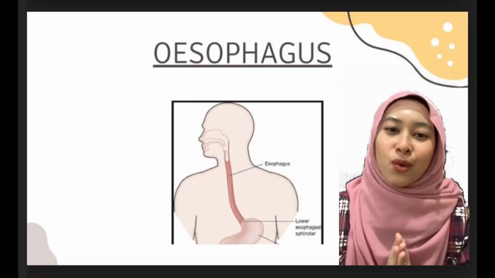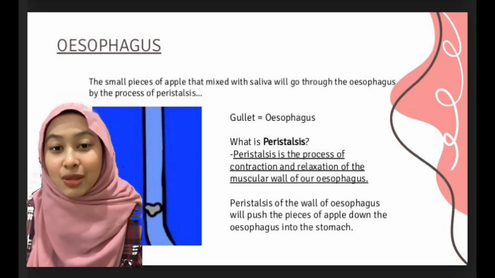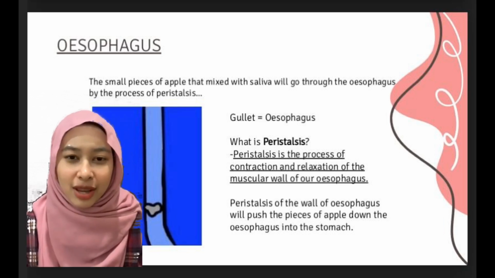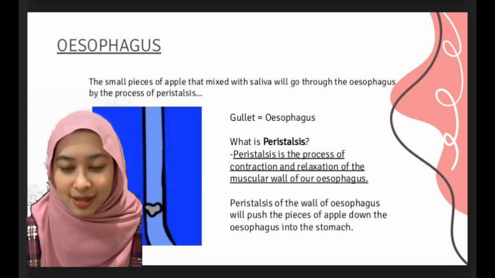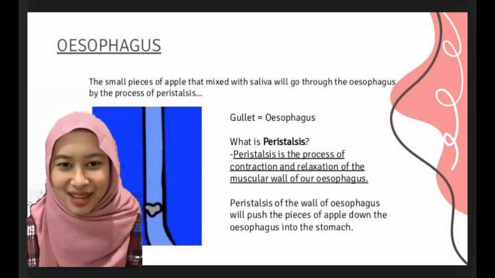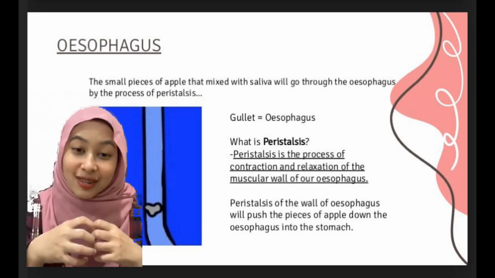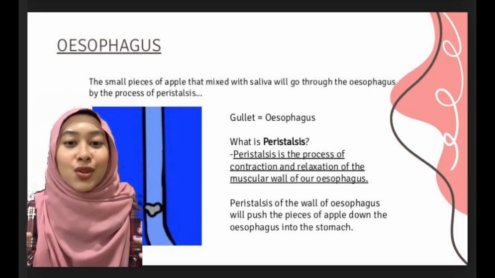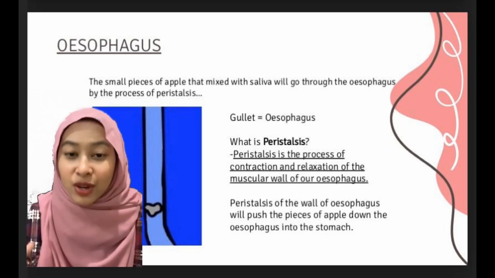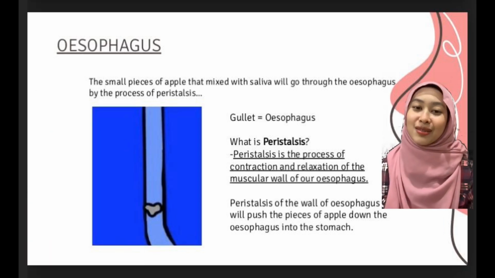Okay, now we enter the second stage, which is the esophagus. So the small pieces of apple that mix with saliva will go through the esophagus by the process of peristalsis. Do you know what peristalsis is? Don't know? Let me explain. Peristalsis is the process of contraction and relaxation of the muscular wall of our esophagus, so as to give a way for the food to enter our body. So contraction and relaxation.